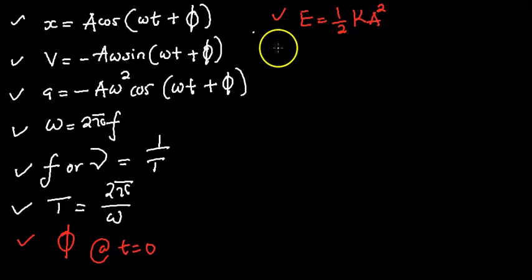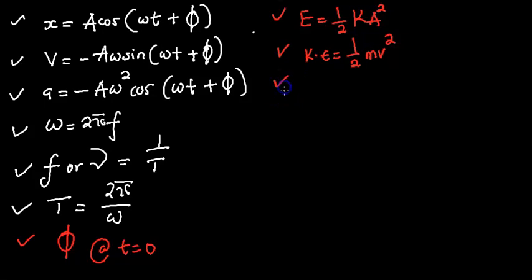Next thing we have on the list is the kinetic energy. Kinetic energy is denoted by KE, which is known as ½mv². In this case, kinetic energy is the energy associated with the motion of the oscillating object. It depends on the velocity of the object.